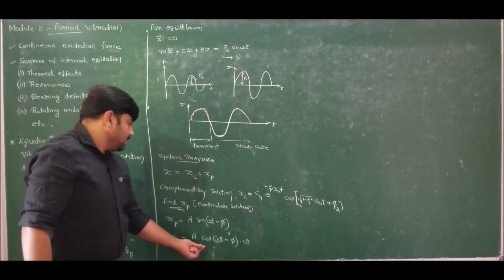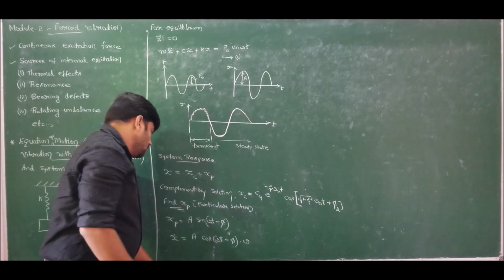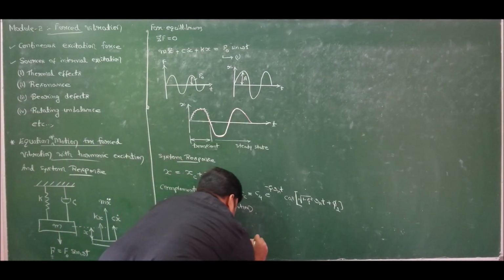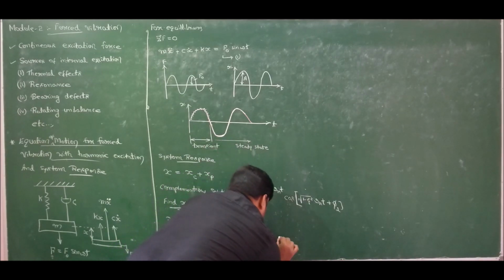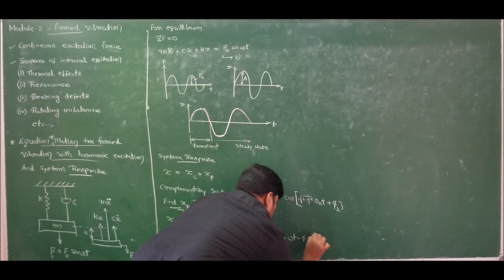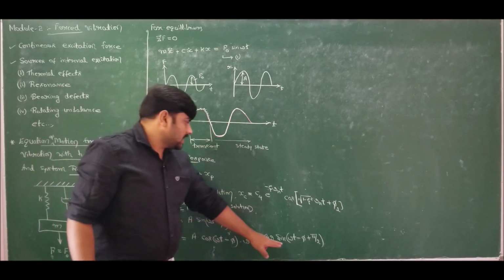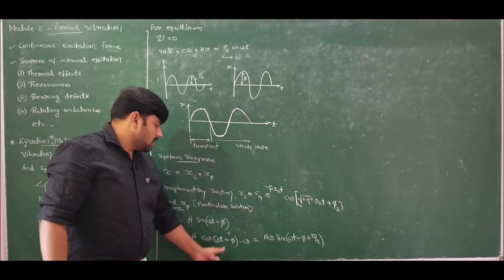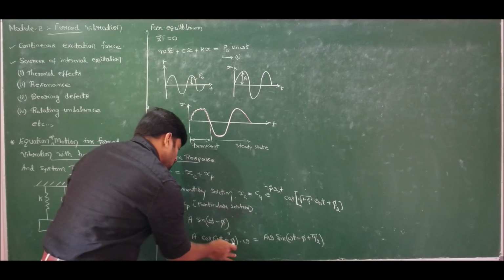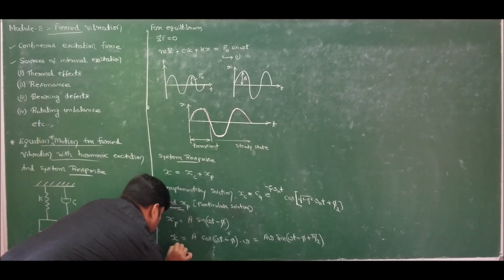Now I don't want this to be in cos, I want this to be in sin. So therefore what I will do, this can also be written as A omega sin of omega t minus phi plus pi by 2. We know that sin of 90 plus theta is cos theta. Sin of 90 plus theta is cos theta. So I'll get the same thing. Correct?